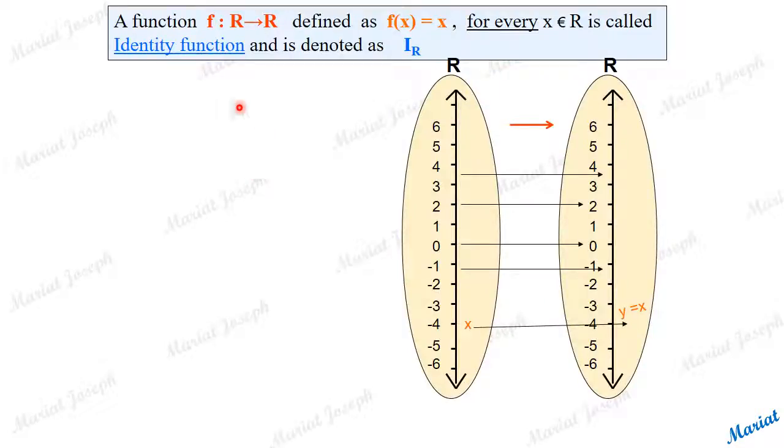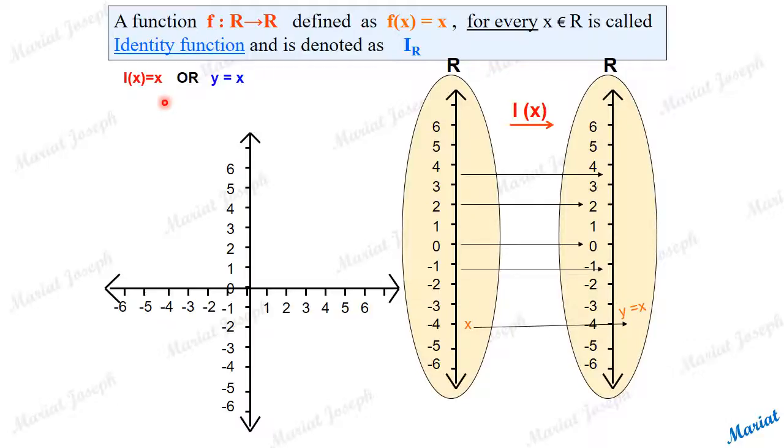Now, a function f defined from set of real numbers to set of real numbers defined as f of x equal to x for every x belonging to set of real numbers is called identity function in set of real numbers and is denoted as IR. That is, image of 4 is 4, image of 2 is 2, f of 0 is 0, f of minus 1 is minus 1. In fact, I of 2 is 2. The f is renamed as I. That is what identity function is. I of x is equal to x itself. That's a very special function.